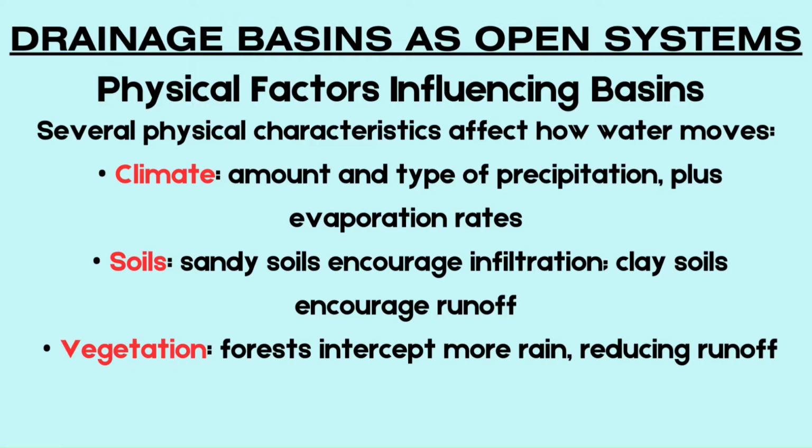Soils: the permeability of soils dictates how much water infiltrates and how quickly runoff occurs. Sandy soils, for example, allow more water to infiltrate than clay soils. Vegetation: plants can intercept rainfall and transpire water back into the atmosphere, impacting how much water reaches the ground. Dense vegetation tends to reduce runoff.